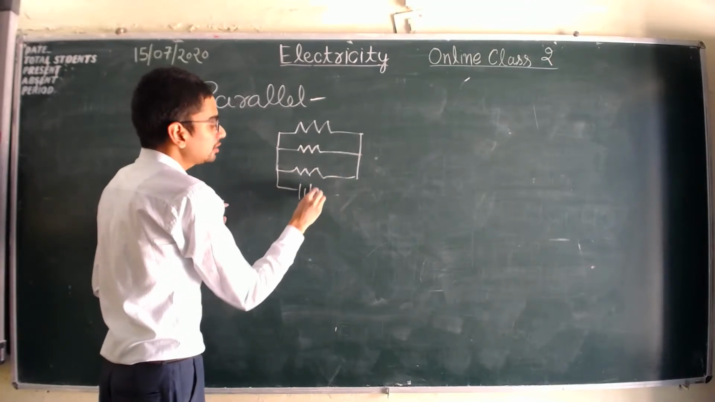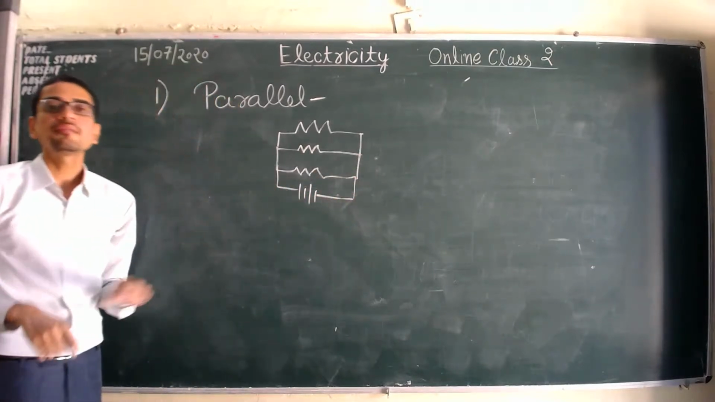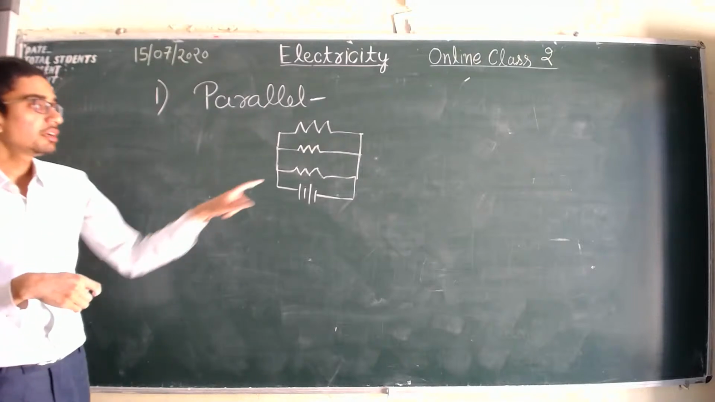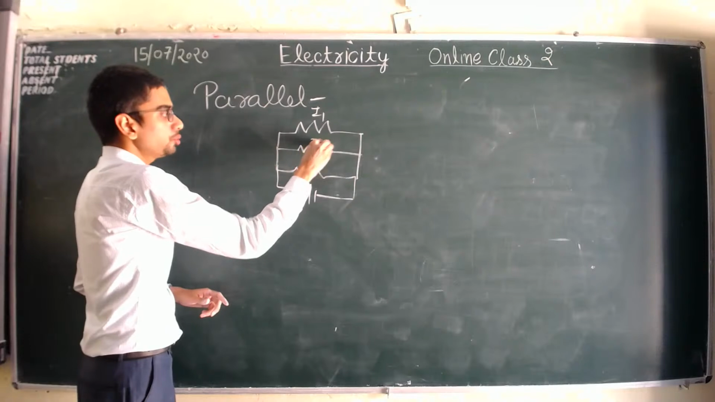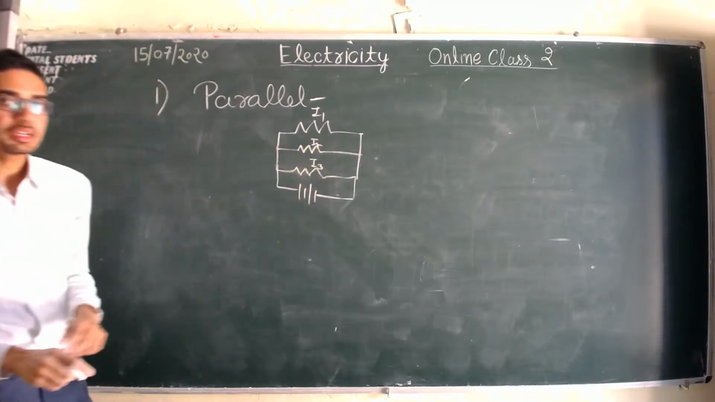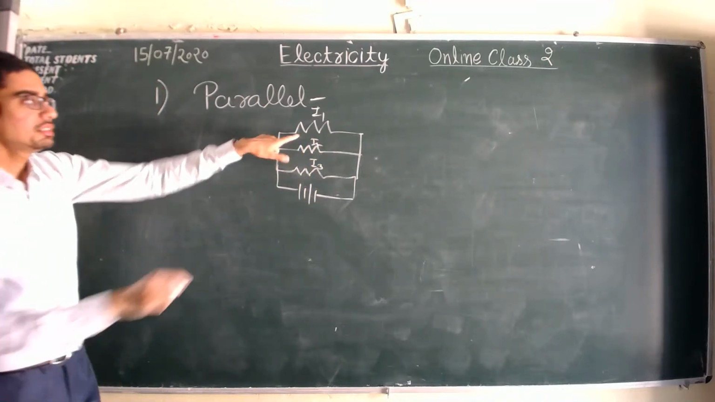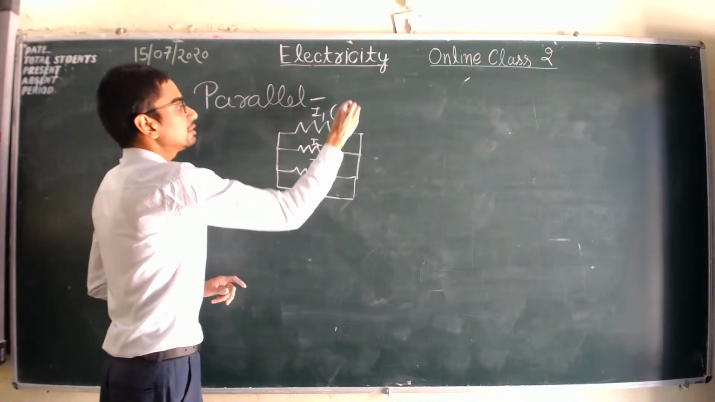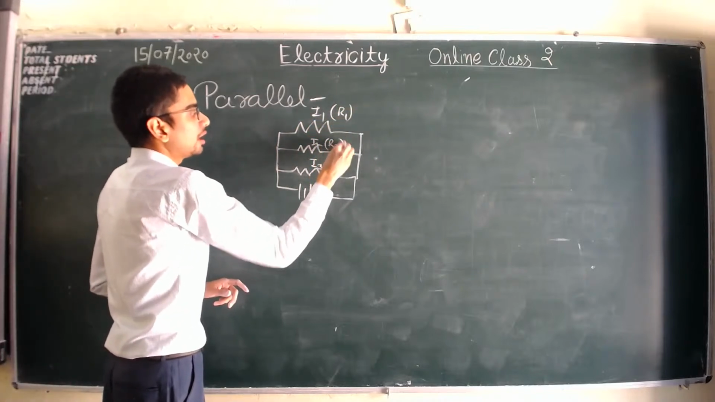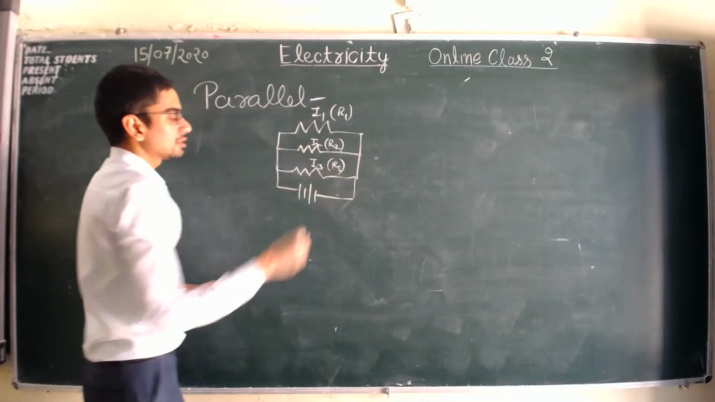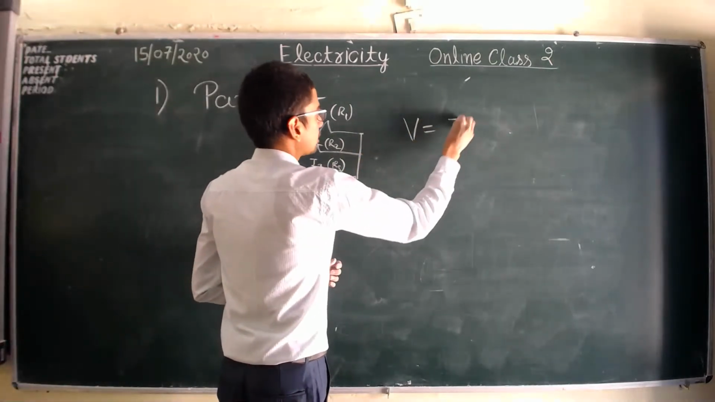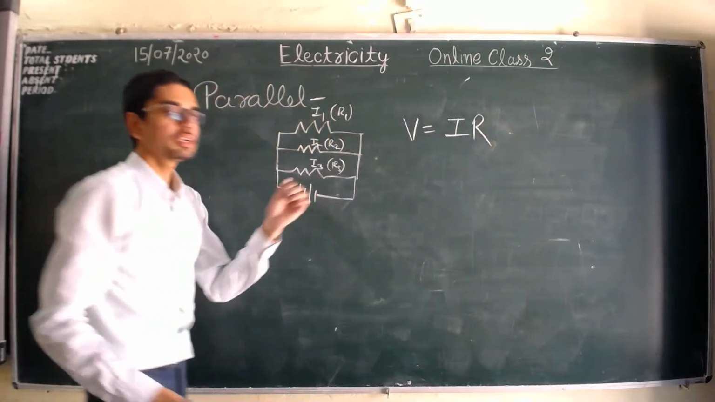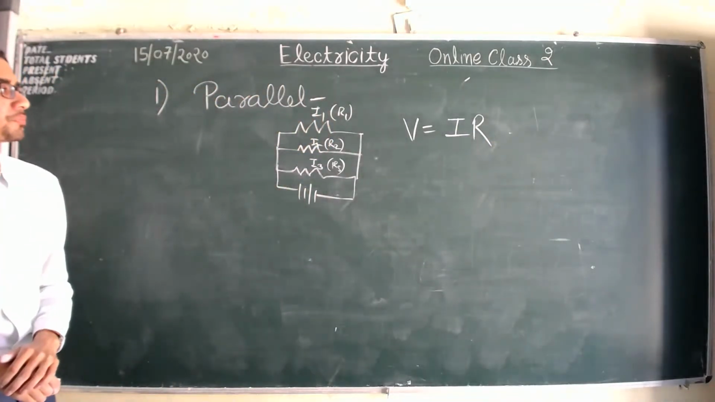The most important thing: is the current same or the voltage same? You know that the current will divide, so we will write I1, I2, I3. This is R1 resistance, this is R2 resistance, and this is R3. Write the total voltage, very easy: V is equal to IR. Total voltage is this.